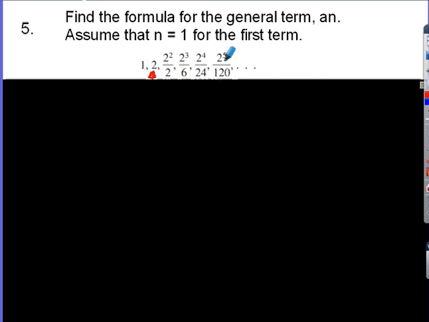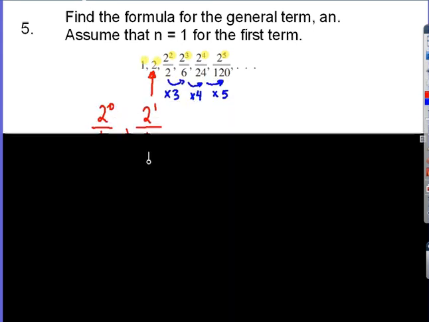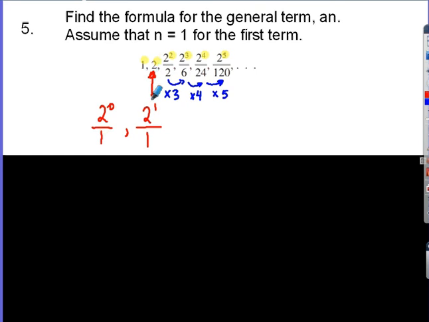Now, I look at the numerator first and I see 2 to the 5, 2 to the 4, 2 to the 3, 2 to the 2. So this one must be 2 to the 1, and this must be 2 to the 0. So what I did is I just wrote those out in another way. So the 2 is 2 to the 1, and the 1 is 2 to the 0. So I just looked at the numerators there to get these numerators.